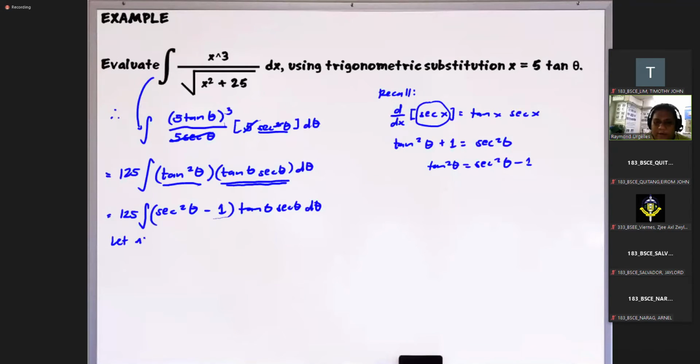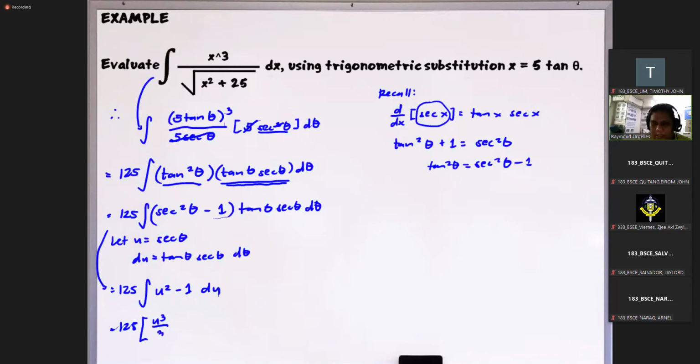Pag nag-let ako dito ng u be equal to secant of theta, then du will be tangent of theta secant of theta d theta. By substituting here, you will get 125 integral ng u squared minus 1 du. Or this will become 125 multiplied by u cubed divided by 3 minus u, plus constant. Okay ba? Any questions para dito? Okay.